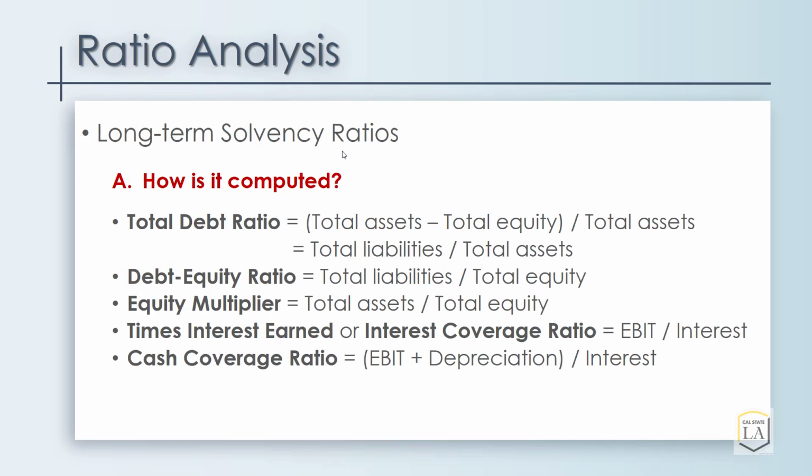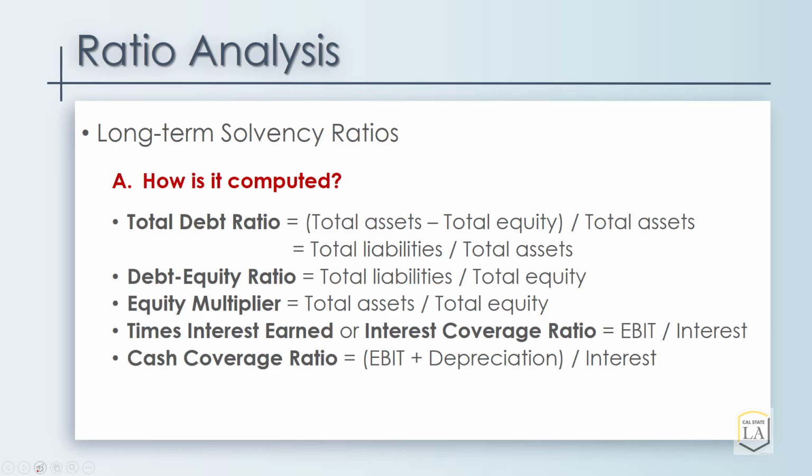Group number 2, long-term solvency ratios. You see 5 different ratios, 5 different formulas for long-term solvency or leverage ratios, but we can actually group them into 2 different groups as well. The first group is the first 3: total debt ratio, debt to equity ratio, and equity multiplier. These 3 would be from the balance sheet, whereas the latter 2, times interest earned or interest coverage ratio and cash coverage ratio, would be from the income statement.